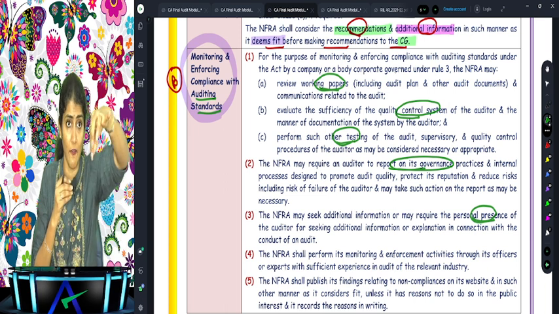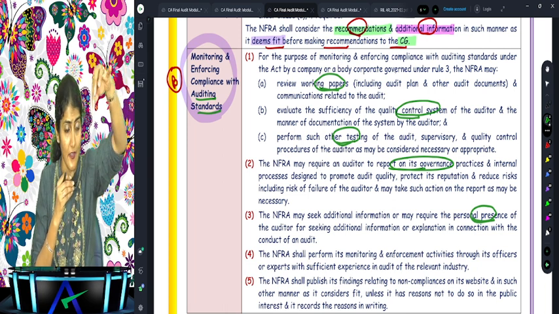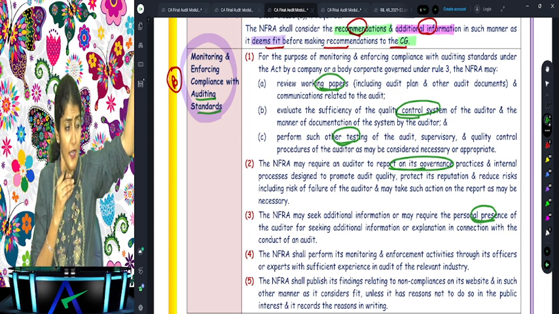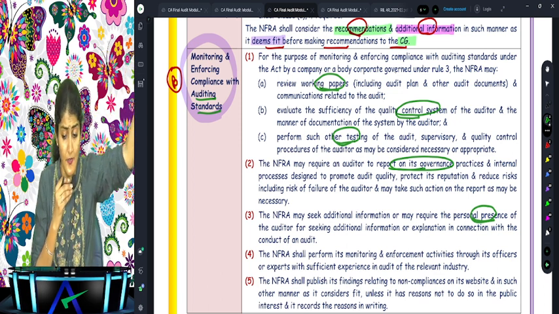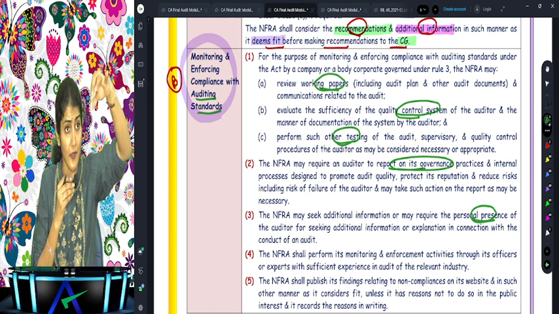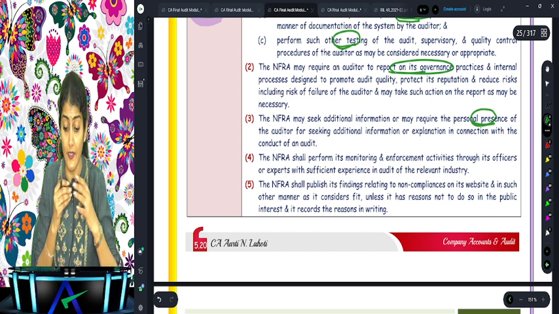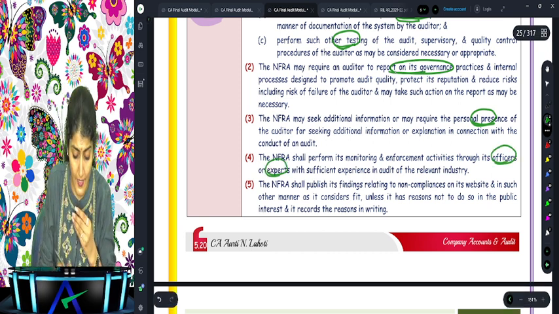So NFRA will pick up any CA firm, and what will they do? They will review their working papers. They will check their system of quality control. They will also perform such other testing. They will tell the CA firm, please give us a report on your governance practices. They may also require the personal presence of the auditor. Then it says this work either they can do on their own or they can take the help of the officers or the experts.